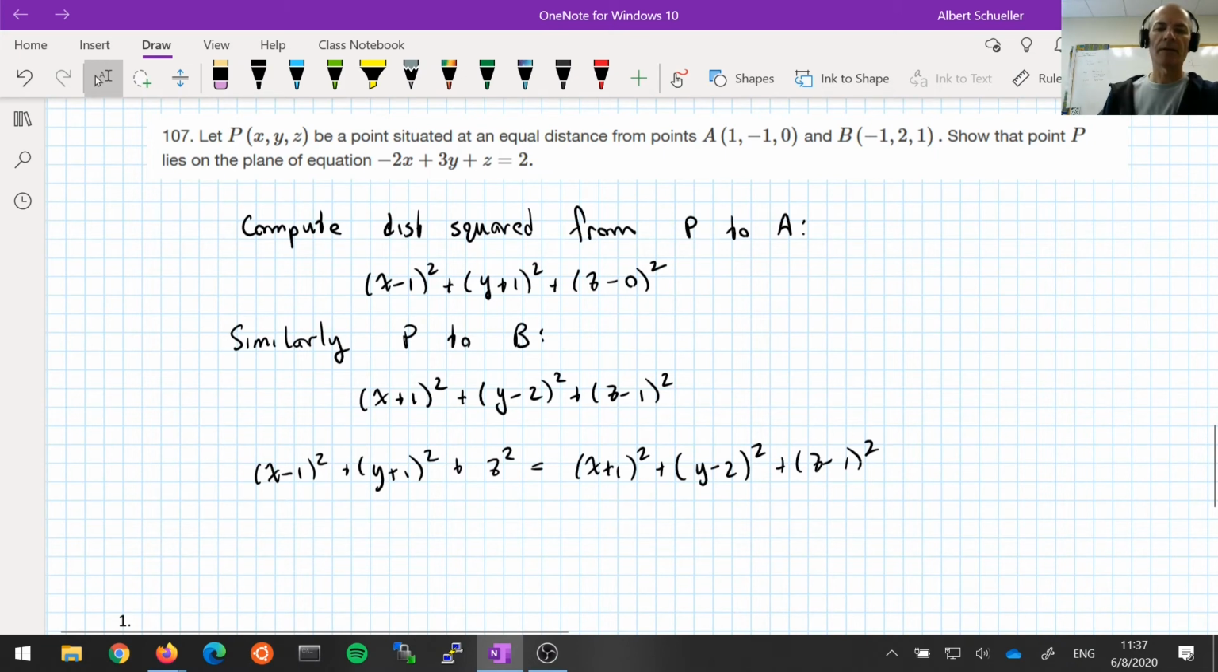All right, we've got that. And let's simplify this as much as possible. I can tell just by looking at these squared terms that I'm going to have an x squared on the left and an x squared on the right, a y squared on the left and a y squared on the right, and a z squared on the left and a z squared on the right. They're all going to go away. So let's expand this out.